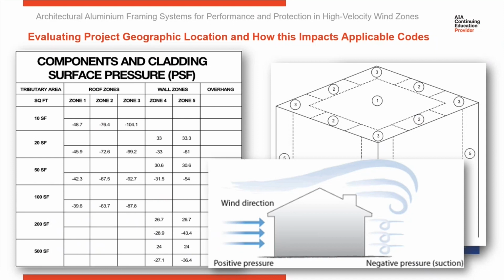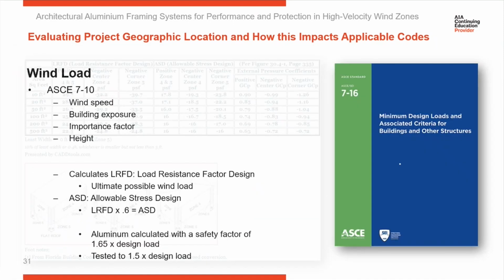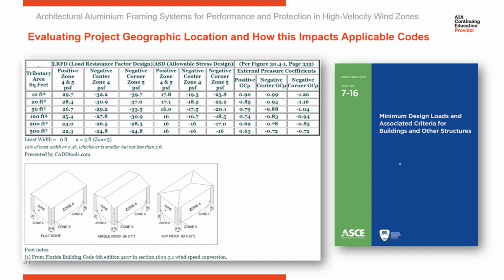So ASCE 7 really breaks down your wind speeds into wind loads, giving you a lot of good information based on the zone, because as wind hits a building, the pressure of the wind varies based on where on the building it is hitting. So we have zones that we're looking at. So here's a complete components and cladding chart generated from ASCE 7.